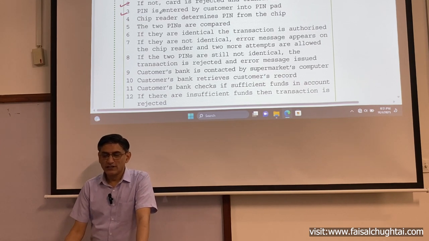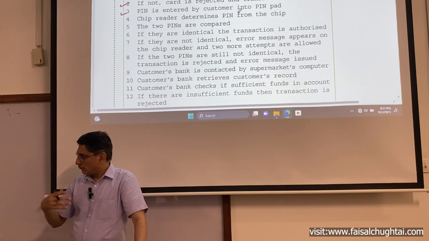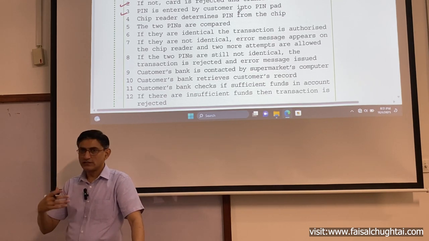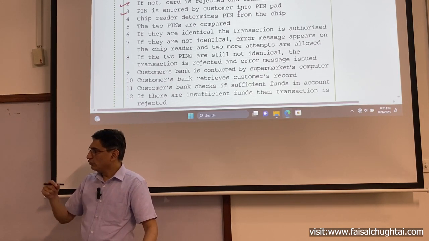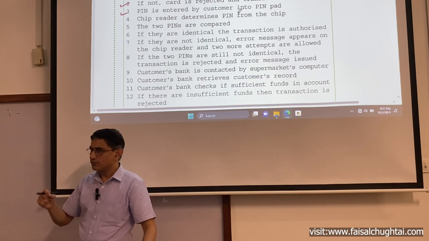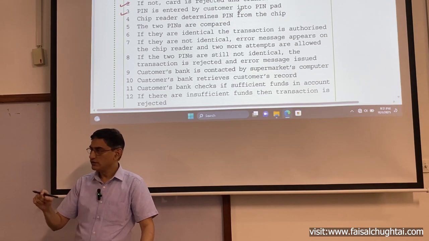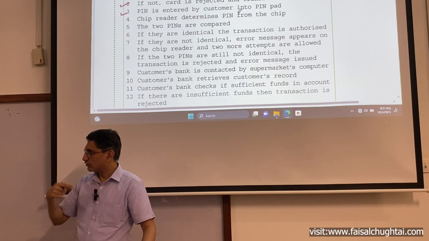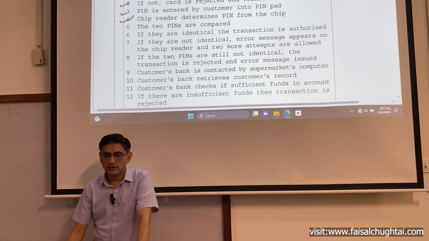I don't know why. PIN is entered by customer into the PIN pad. The next thing is validating or verifying the customer that the card belongs to the person, because how do you prove your identity that you are the right card owner? By putting in the personal identification number of the card, to authorize yourself as a genuine card holder. That's the next step. Step number four, chip reader determines PIN from the chip.